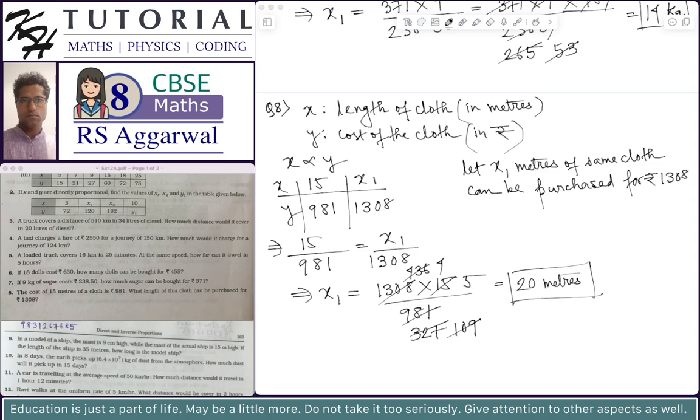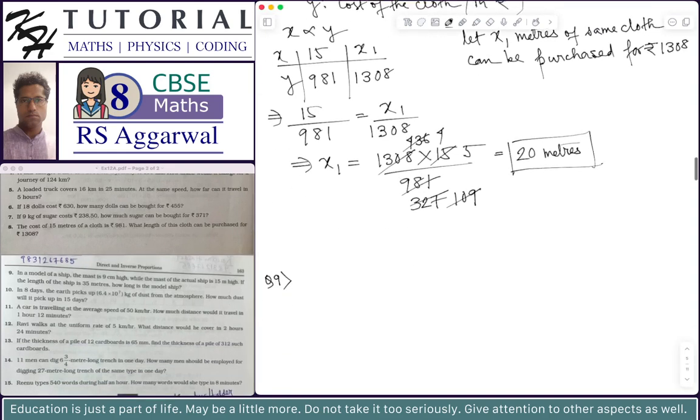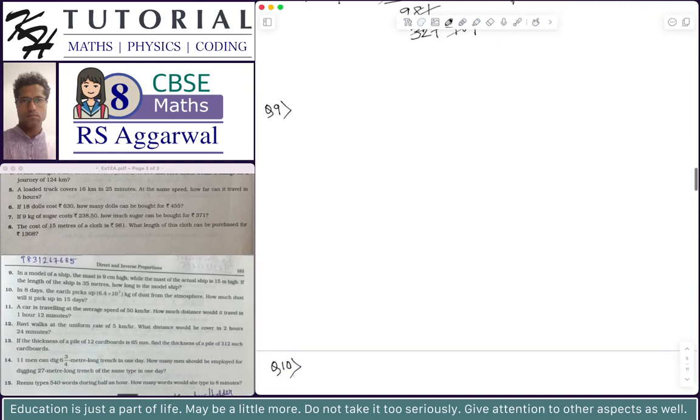Okay, let's solve question number 9. In a model of a ship, the mast is 9 centimeter high, while the mast of the actual ship is 15 meter high. If the length of the ship is 35 meters, how long is the model ship?